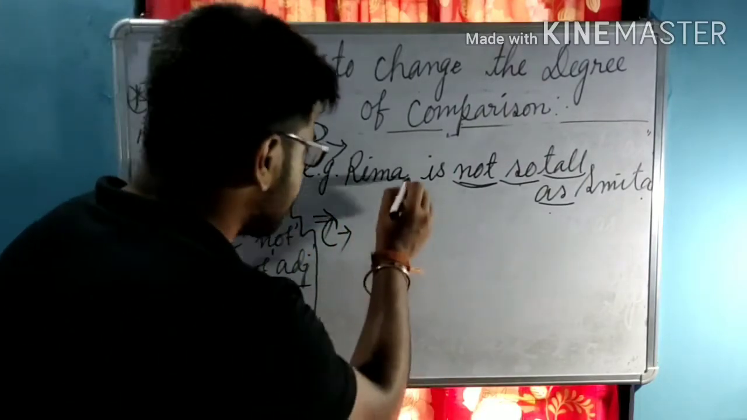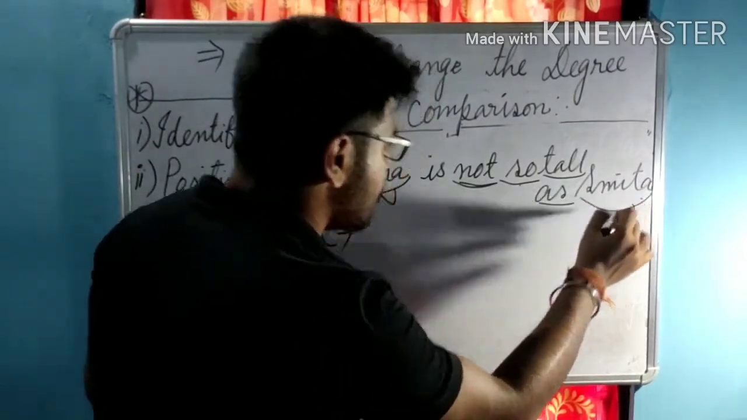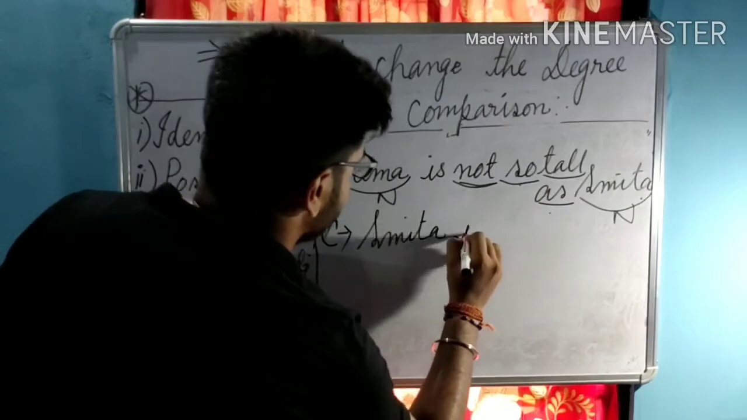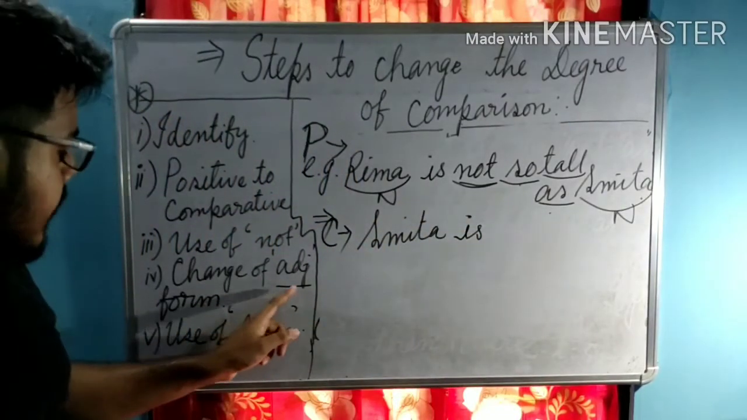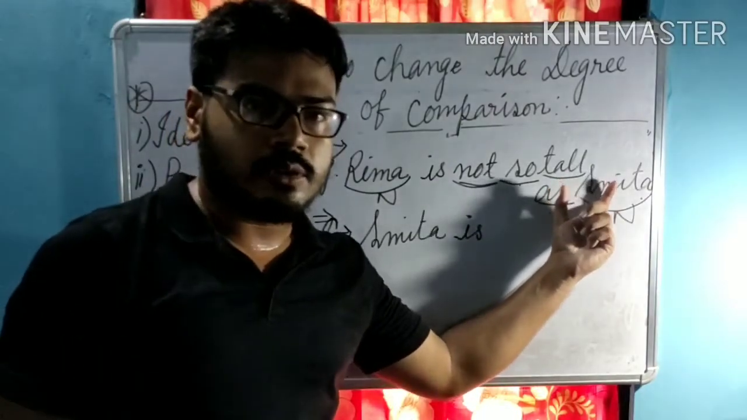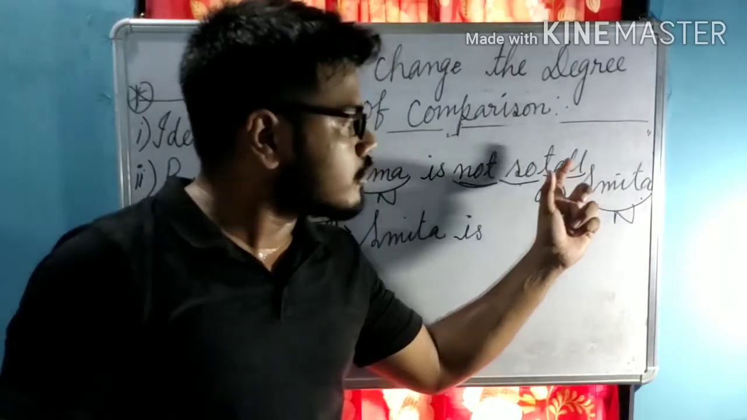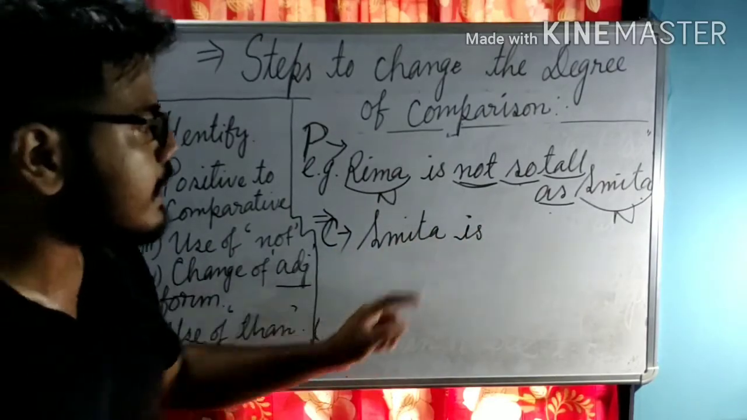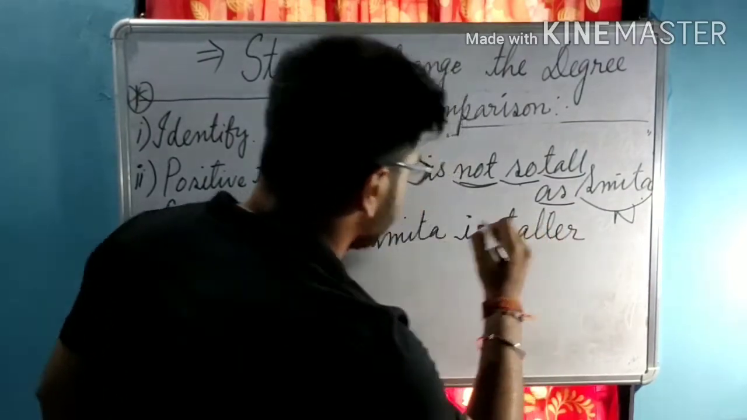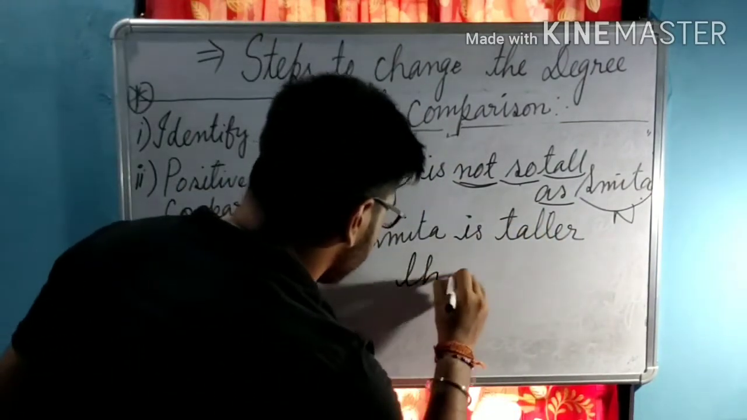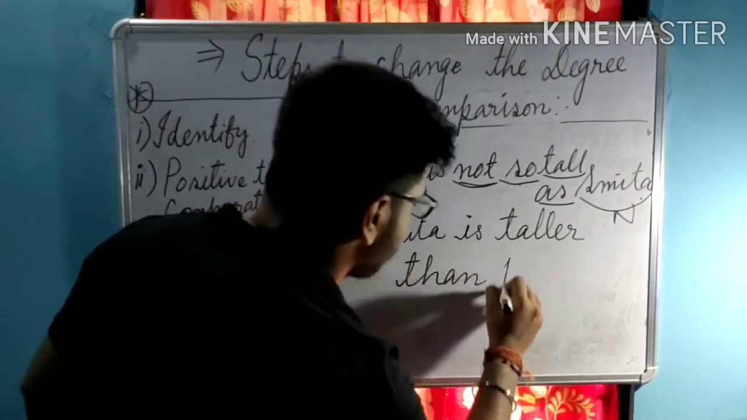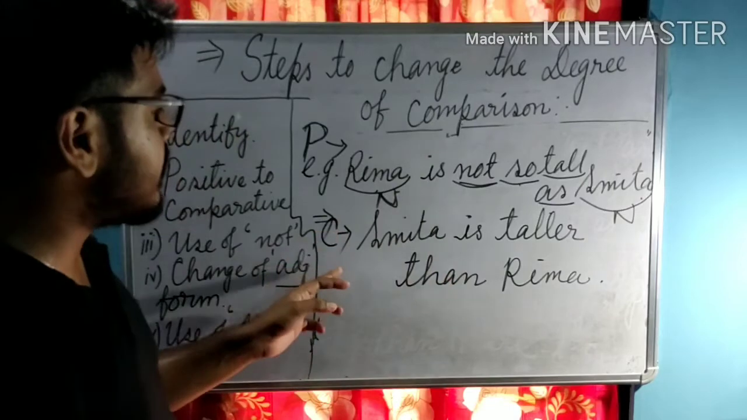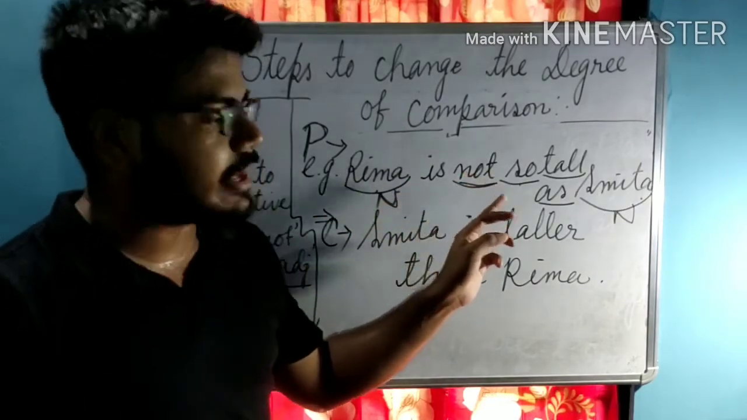We need to interchange the nouns, Rima and Smita, so this will come first. This is the object, so Smita is. The helping verb. Now change of adjective form. Here the adjective is tall, so we need to change the form of this adjective. Comparative, so it will be taller. Smita is taller. After that comes use of "than", and after it comes the subject, Rima. Smita is taller than Rima. So this is the comparative form of the sentence "Rima is not so tall as Smita."